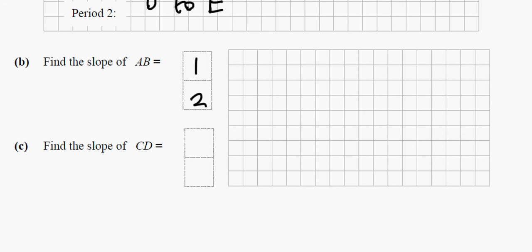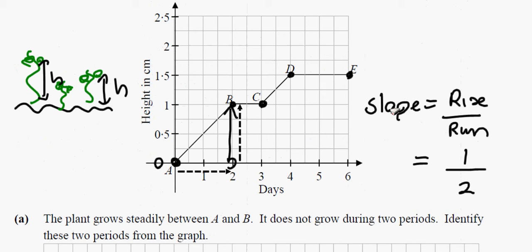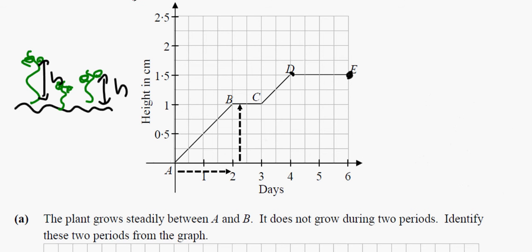A second way of doing this would be to, instead of using rise over run, use the slope formula and identify your 2 points. The slope formula is given to you in your table. So point A is 0, 0. Point B is 2, 1.